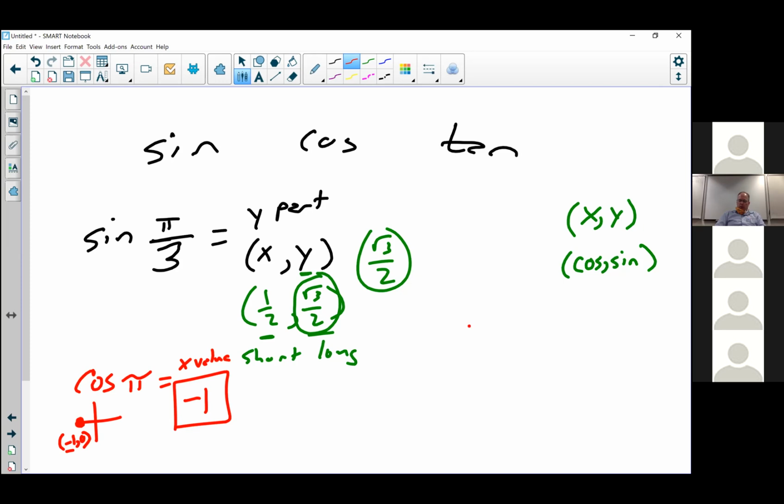Tangent's the only one that gets a little tricky because you have to figure out that you're doing y over x. So let's say we had tangent of 5 pi over 4. You have to remember tangent is y over x. So what is 5 pi over 4 as a point? What'd you get for the point values on your unit circle? Negative root 2 over 2, comma negative root 2 over 2. Agree?